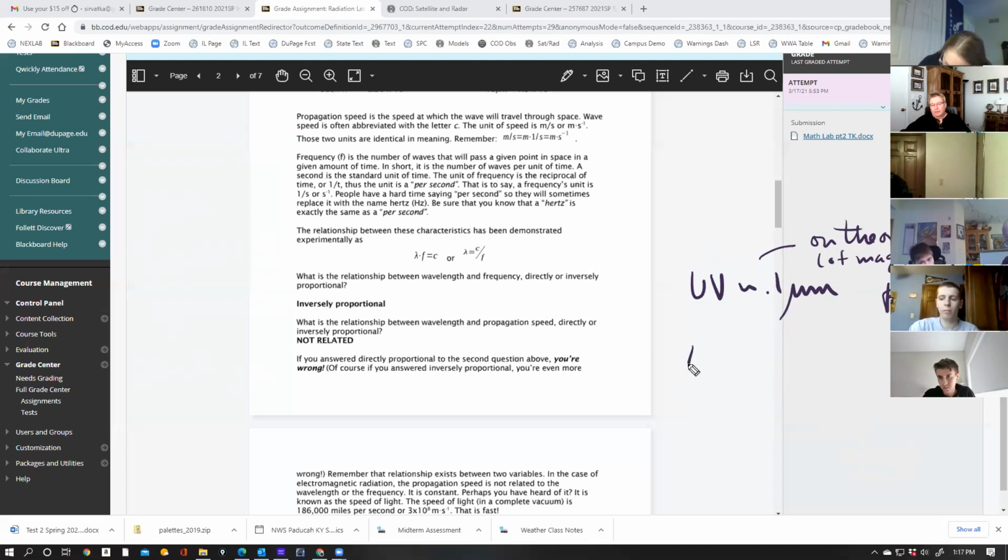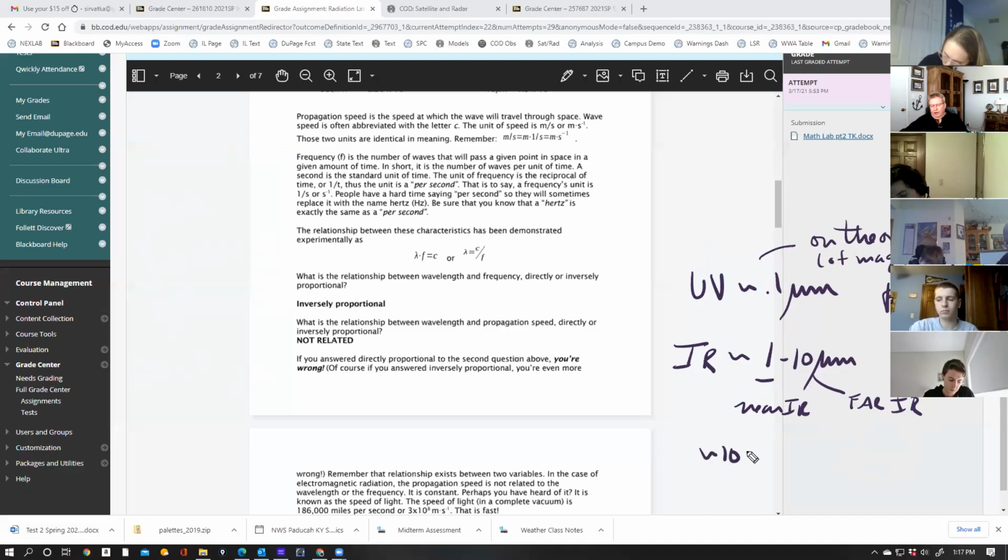Now, what about infrared? Infrared is on the order of 1 to 10 micrometers. And I think we've talked about this. Infrared is a big spectrum. So we have the near infrared, and then the longer ones are the far infrared. And then what's on the order of 100 micrometers?